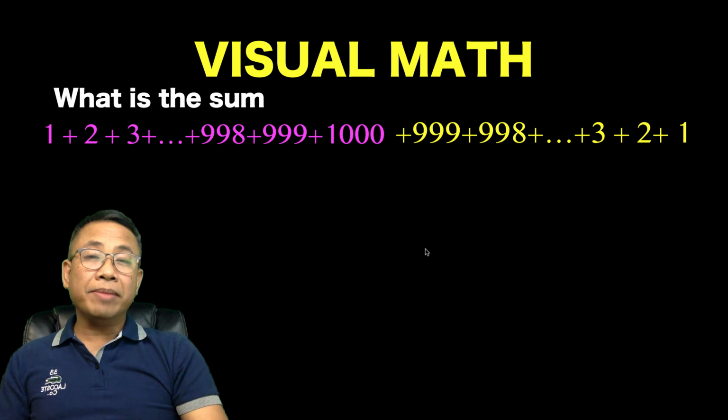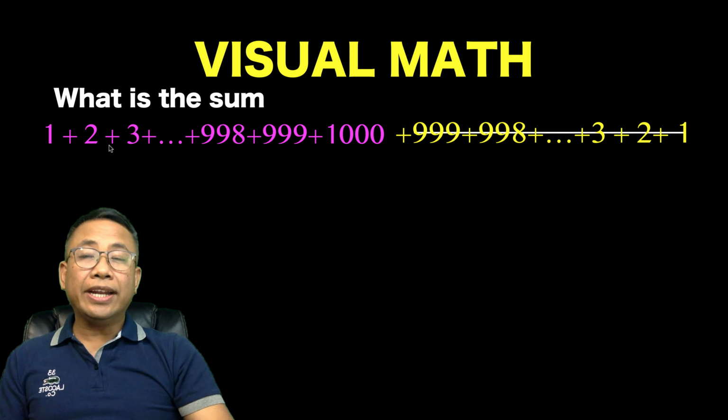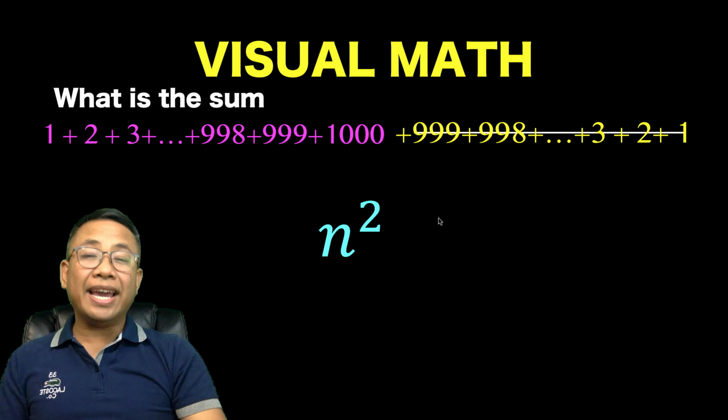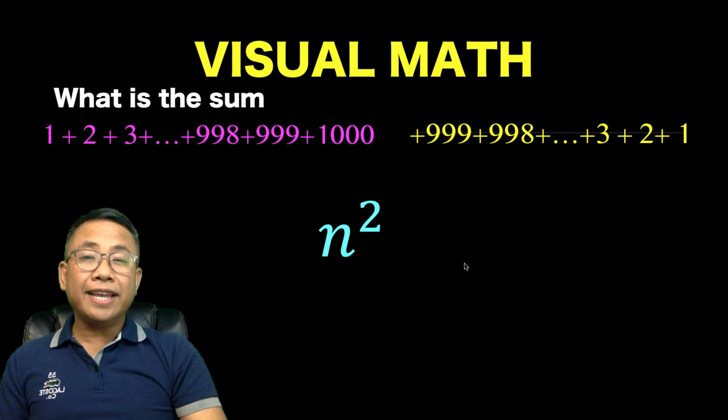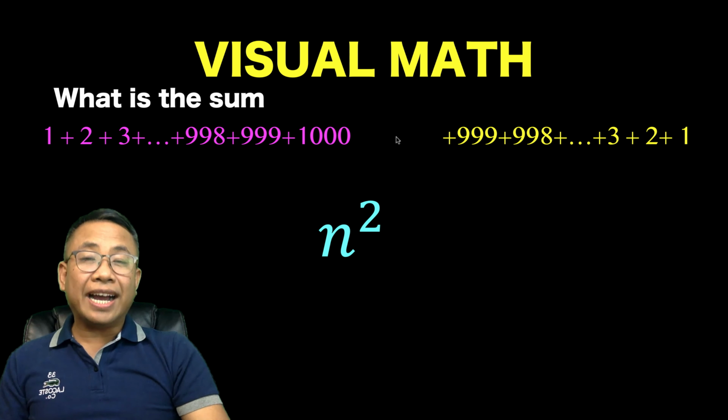But that is not a problem because in mathematics, we can always apply the addition property of equality. So in here, in order to find the sum of these pink numbers, we already know that the combined sum of the pink and the yellow addends is n squared based on our previous visualization. But if we want to find only the sum of the pink numbers, then we can insert another number here, which is 1000. In that way, we now have a balanced number at the left and at the right.